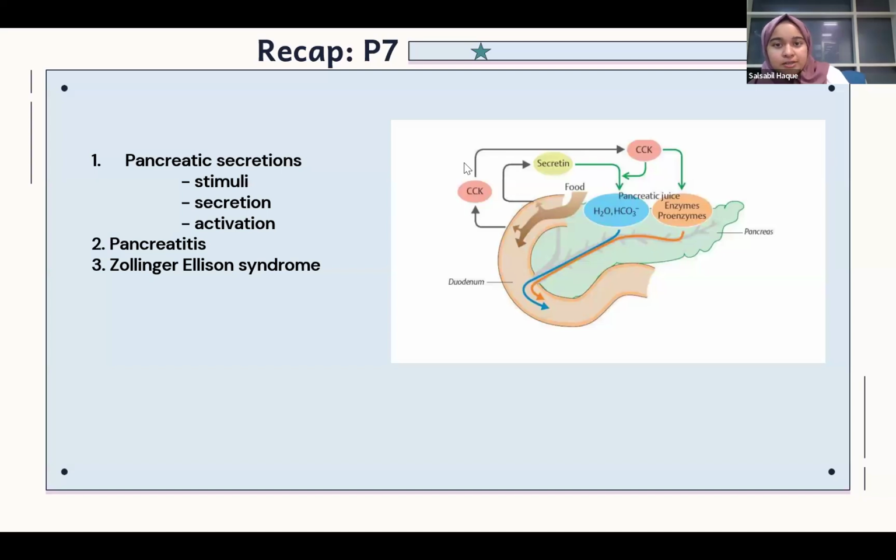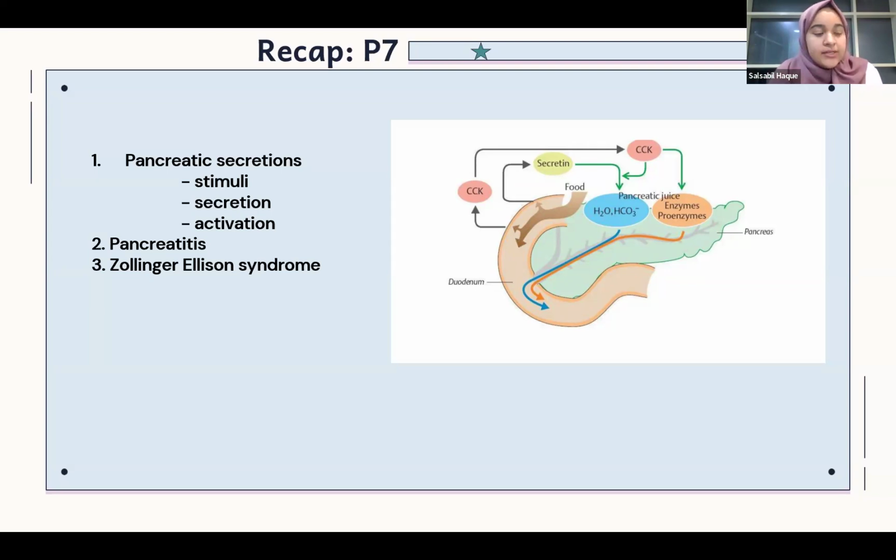All right, so lecture 7 was pretty small. It basically talks about everything about the pancreas. So the pancreatic secretion, first starting with the stimulus. What stimulates pancreatic secretions? It can be acetylcholine, cholecystokinin, and secretin. These are the main three substances which stimulate the pancreas to secrete its enzymes.